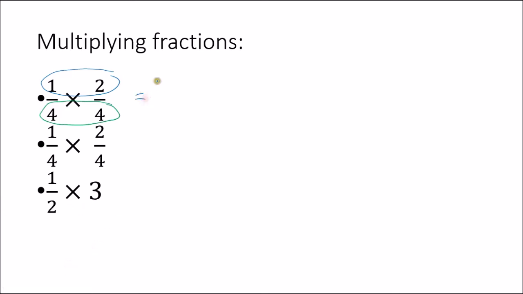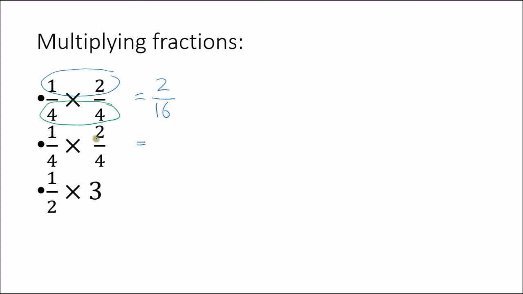So all I do there on my top line, I've got 1 times 2, which I know is 2. On my bottom line, I've got 4 times 4, which is 16. Now you may like to simplify these, but to be honest, it's fine leaving it as it is. And often you will do further calculations anyway where having simplified it's not really going to save you much time.